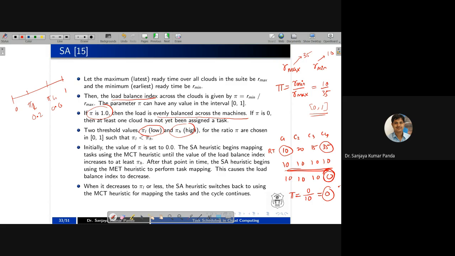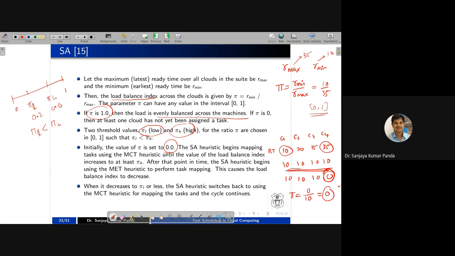But while you are choosing this pi L and pi H value, make sure that pi L is less than pi H. Obviously, higher index is more than the lower index. Right? So initially, the value of pi is set as 0. We don't know the value, no? That's why we consider it as 0.